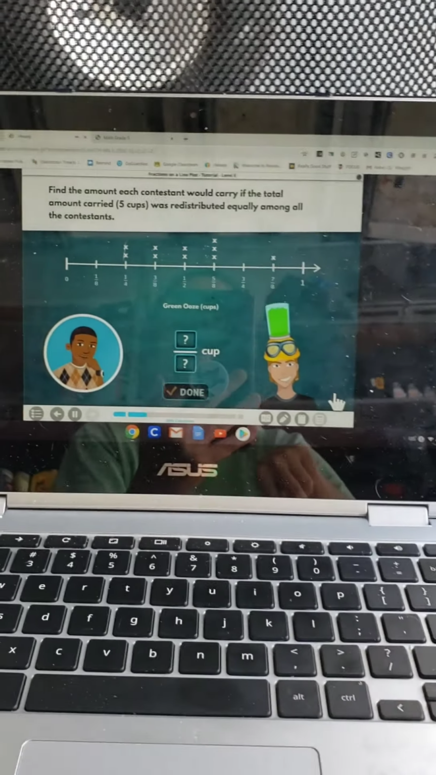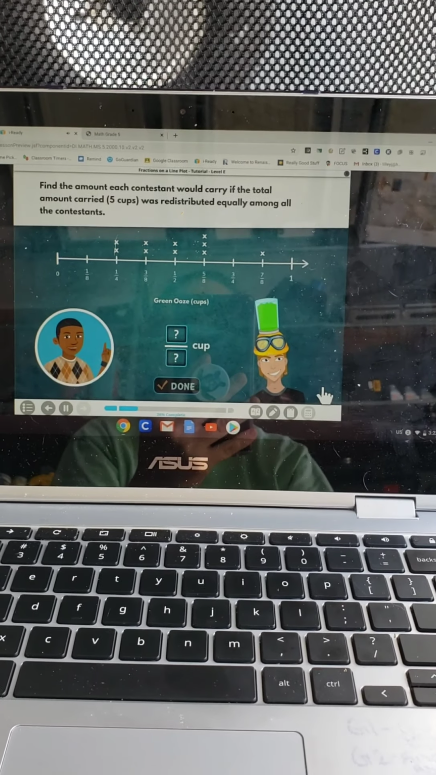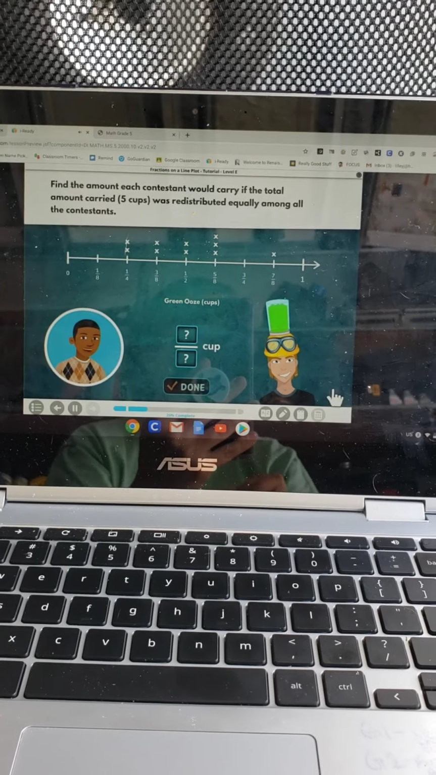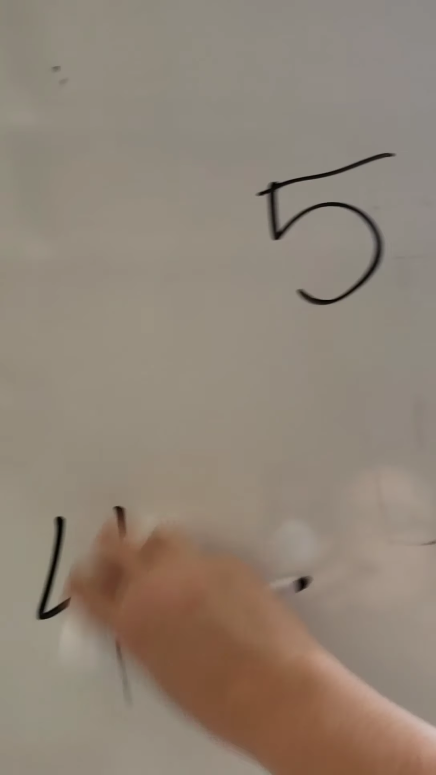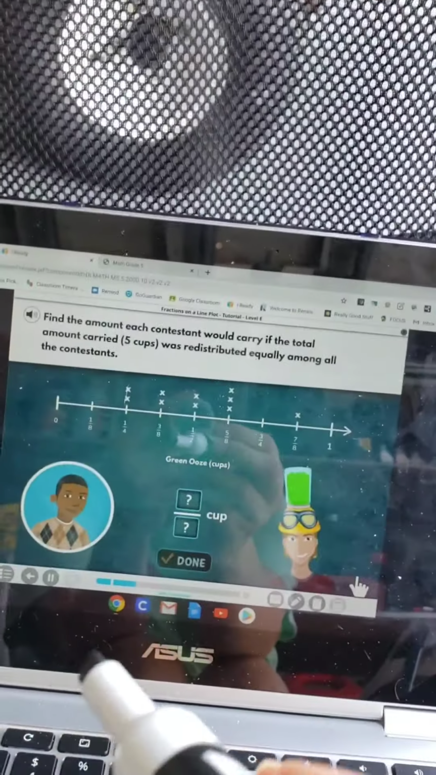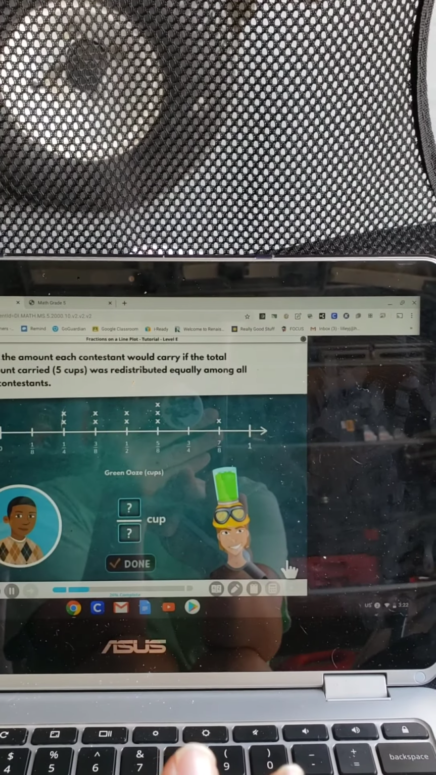Find the amount each contestant would carry if the total amount carried, 5 cups, was redistributed equally among all the contestants. Okay, so they're saying let's take our 5 cups, and instead of everyone having a different amount, we want to give them all the same amount.